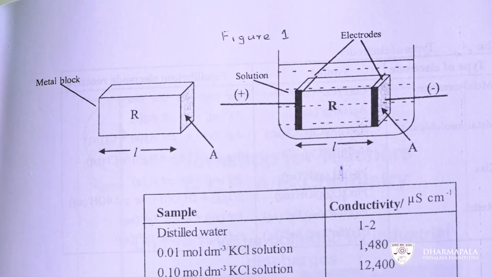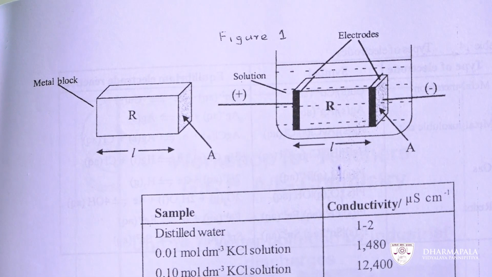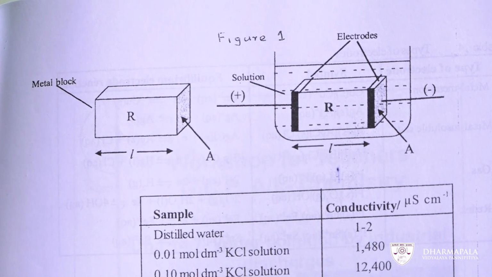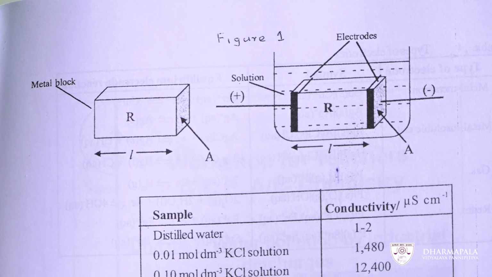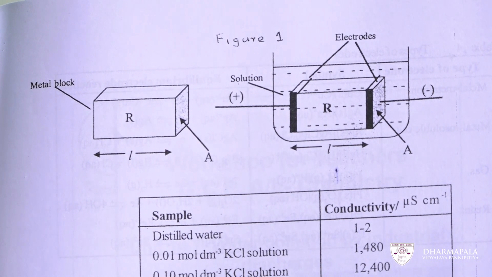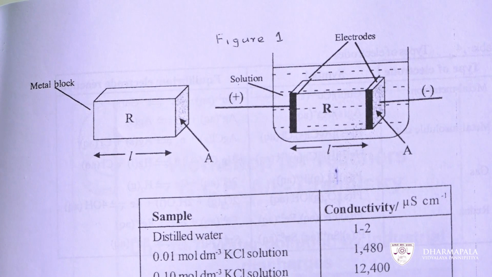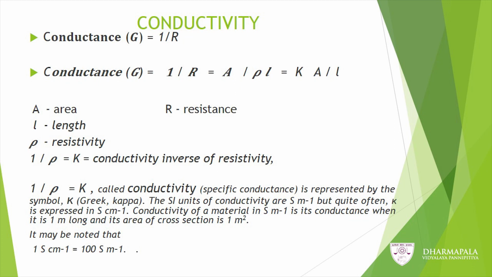Consider this object. Here you can see the current is flowing through the object. The resistance is capital R. The length of the object is small l, and the area of the cross section is capital A. Here electrical conductance, the symbol is capital G. It is equal to 1 over R. Here you know this capital R is electrical resistance. The relationship between conductance and the resistance is given by this equation.